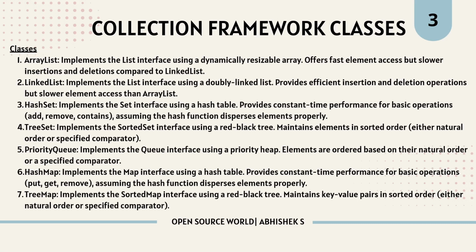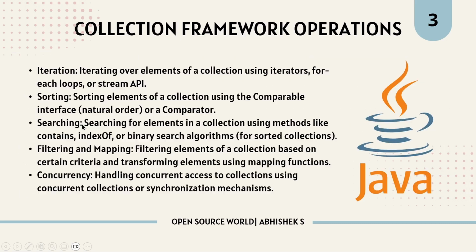Tree maps are similar to hash map but a sorted map interface implementation, using a red black tree, and it maintains key value pairs in sorted order. I think even this is not as required, guys. Concentrate on array list and hash map to some extent if needed.